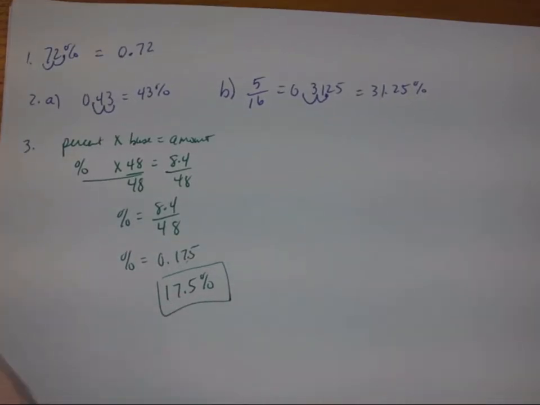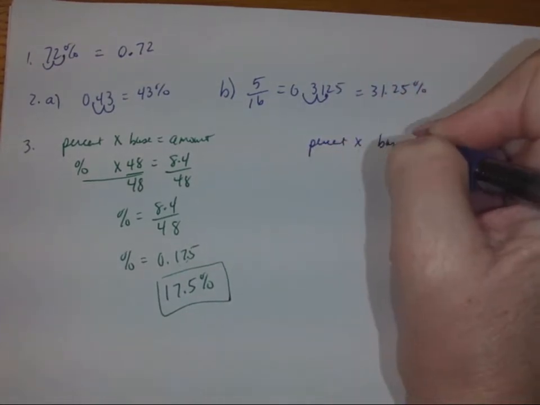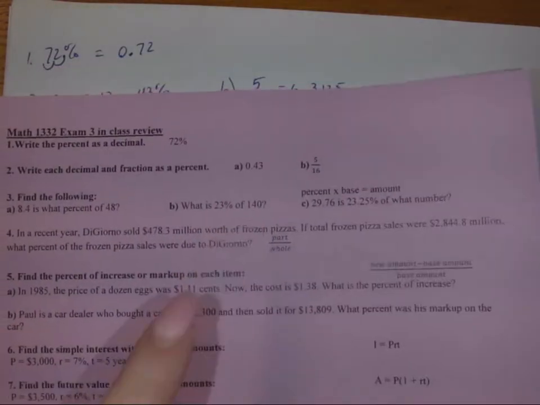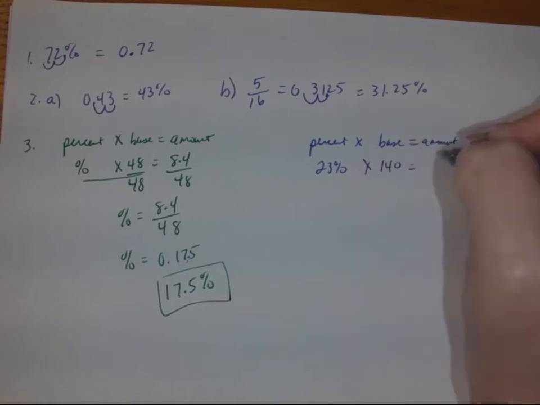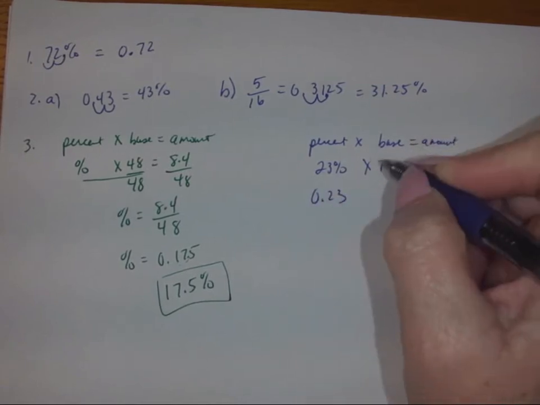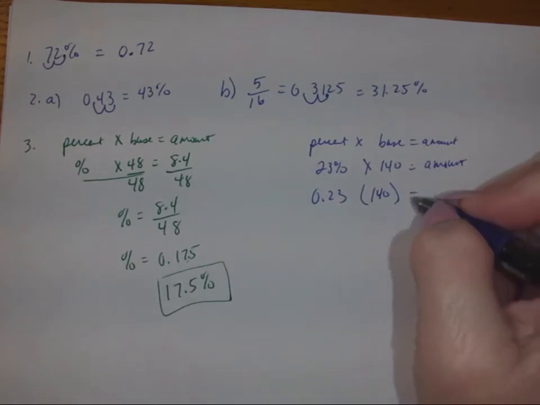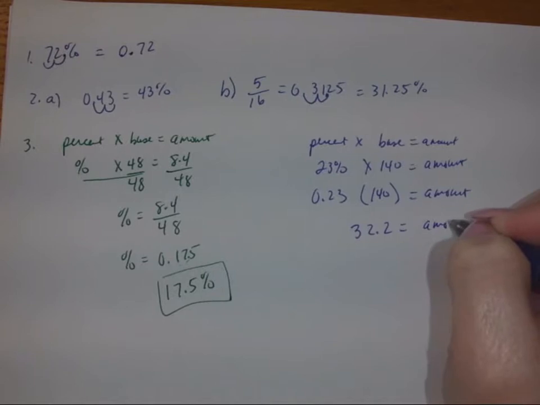So on part B, we're looking at the same thing. We have our percent times our base equals the amount. So with our percent, we are told that what is 23% of 140? So 23%, the base is our 140, and that's going to be equal to our amount. Now we cannot just do the percent sign, we actually have to change it. So we've got to change this to a decimal, so 0.23 times our 140, the x or the parentheses, same thing as multiplication, is going to be equal to the amount we're looking for. So when I multiply that, we're going to get 32.2 is equal to the amount.